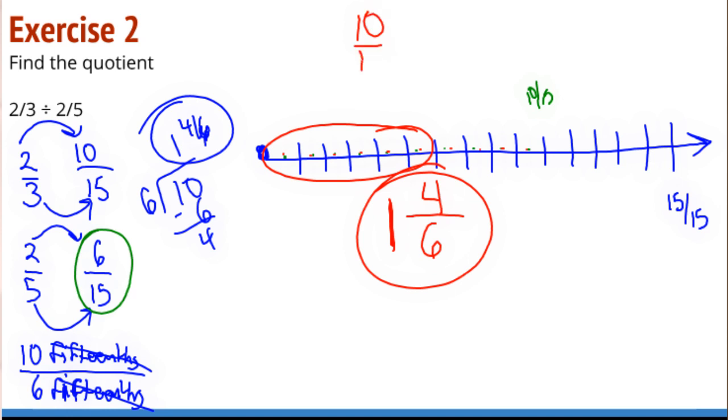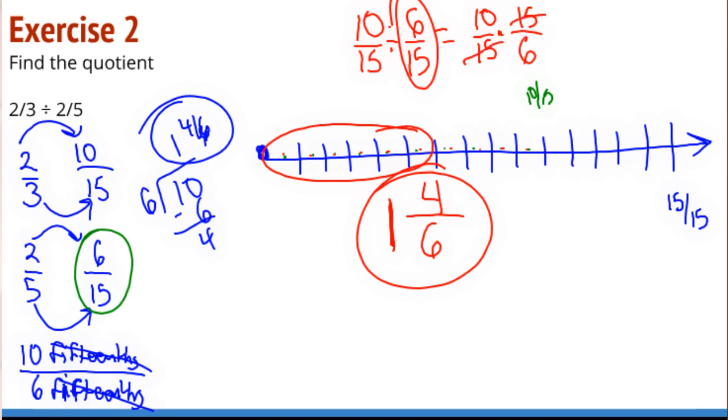We've got 10/15 divided by 6/15, and we've been doing our experimentation here, 10/15, and we're inverting, flipping over the divisor, and the 15ths will cancel each other out, and we're left with 10/6, which is 1 4/6. Very nice indeed.